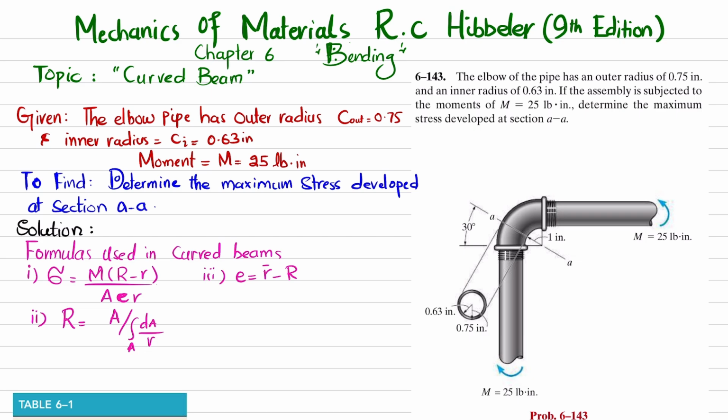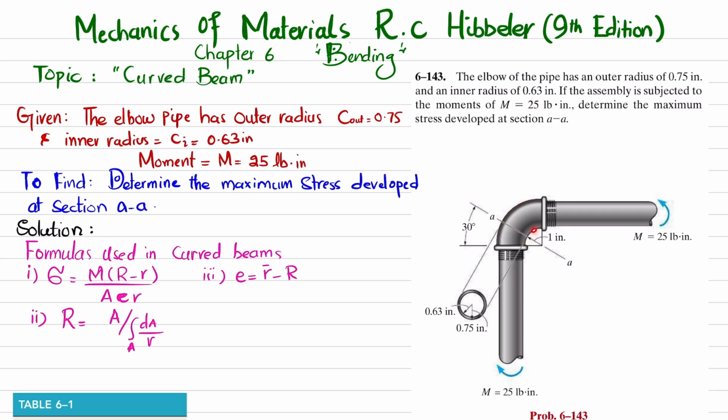So the statement is, the elbow of a pipe has an outer radius of 0.75 inch and an inner radius of 0.63 inch. If the assembly is subjected to a moment of 25 pound-inch, determine the maximum stress developed at section AA. So you can see this is the elbow of the pipe and the cross section is shown over here. Outer radius is 0.75 and inner radius is 0.63. And it is applied with a moment of 25 pound-inch. So you have to determine the maximum stresses in this elbow at section AA.